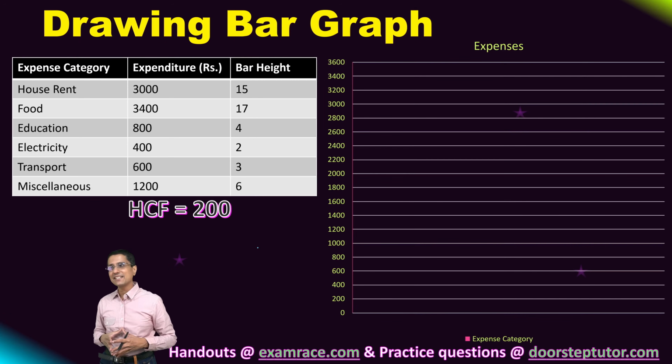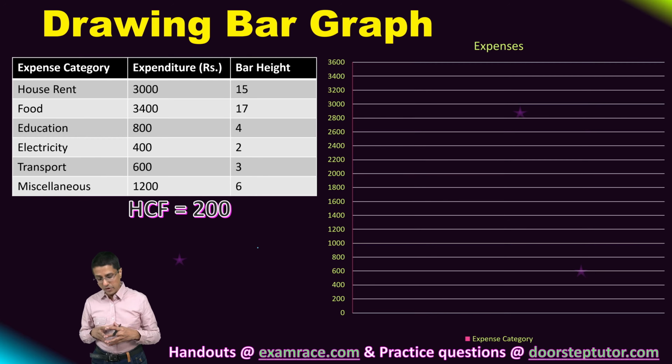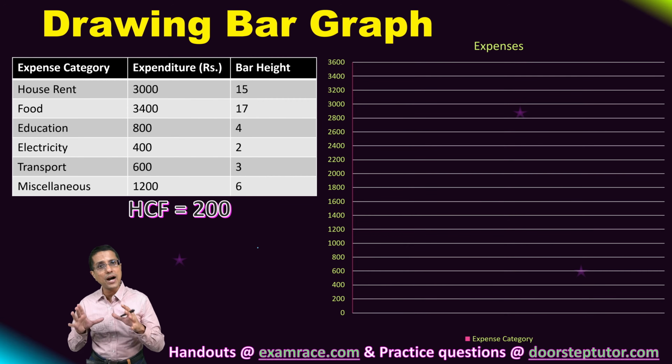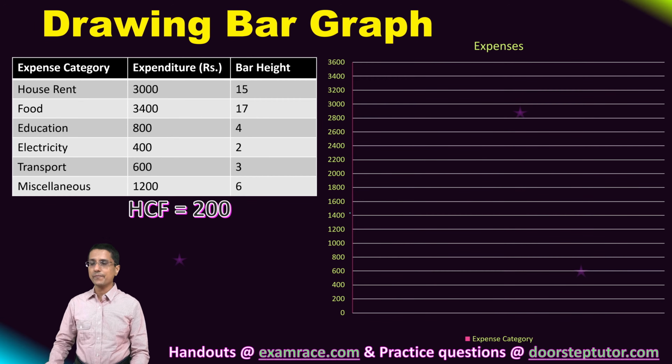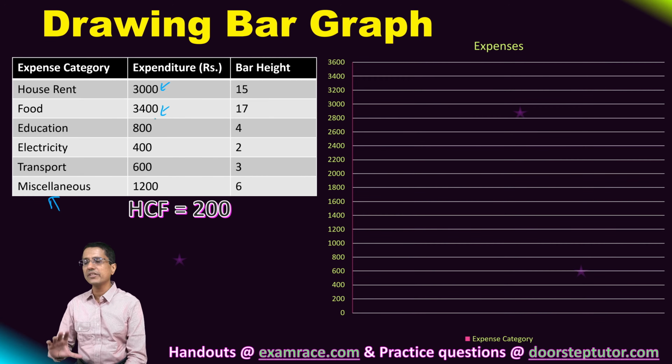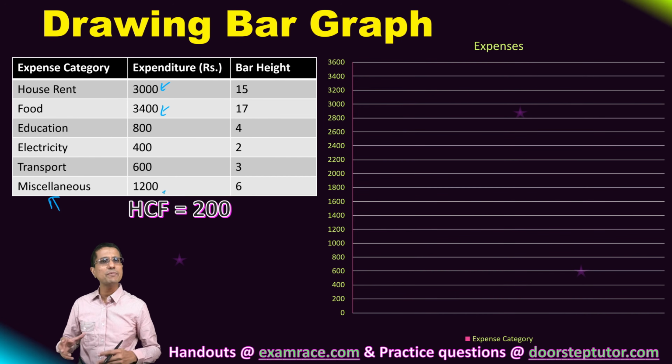Now that we have looked at an example of drawing the tally marks and doing the corresponding counting, let's see how we can systematically draw a bar graph given certain data. So here we have the expenses that a particular household incurs on various categories. House rent, for example: they spend 3000 rupees per month on house rent. For food, this particular household spends 3400 rupees, and so on and so forth. And finally, we have some miscellaneous expenses as well.